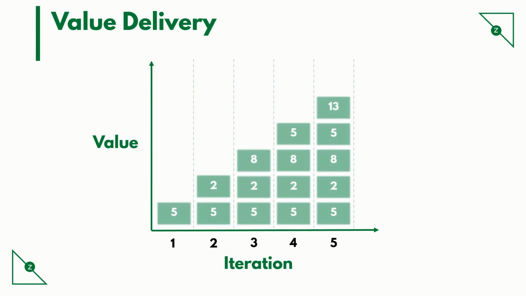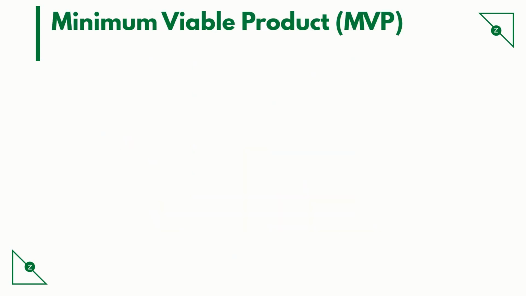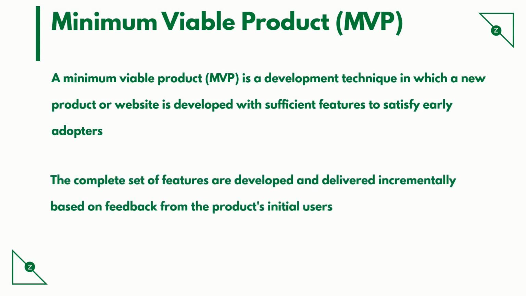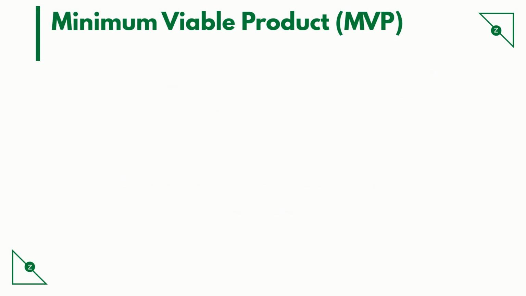But how does this all fare against waterfall? And what is the impact on the deliverable? Here comes MVP. Minimum viable product. A minimum viable product is a development technique in which a new product is developed with sufficient features to satisfy early adopters. The complete set of features are developed and delivered incrementally based on feedback from the product's initial users. What does that all mean?